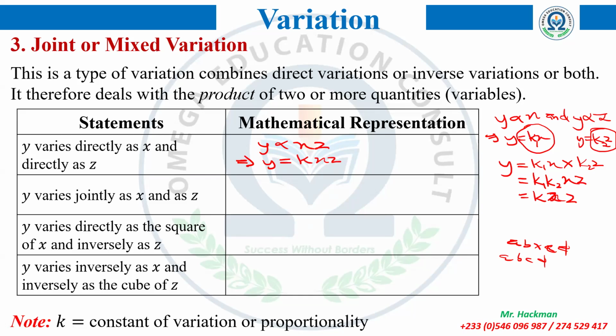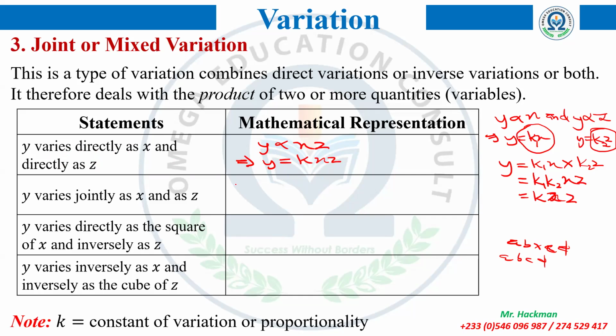Yes, sir. So you can see that unlike the direct and indirect, where we always deal with two variables, am I right? But here, how many variables do you see in the statement? 3. Okay, so that's why I said it deals with 2 or more. Here Y is related to two variables, whereas for direct and indirect, it is always one variable.